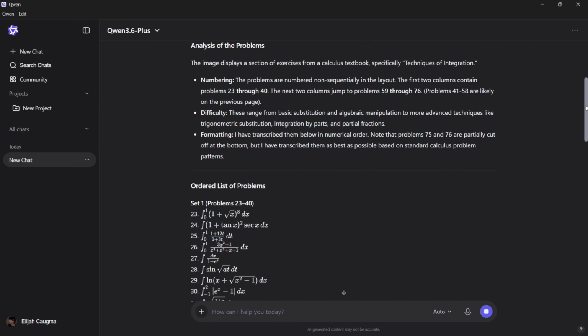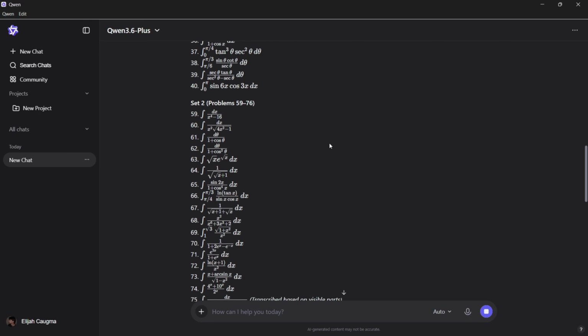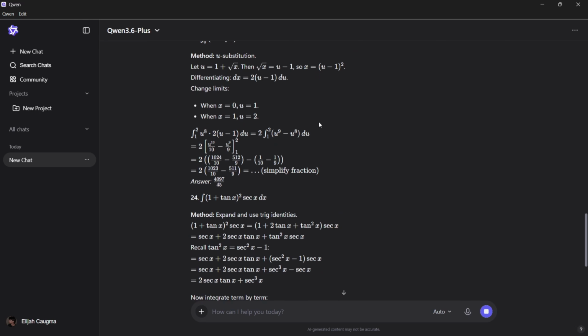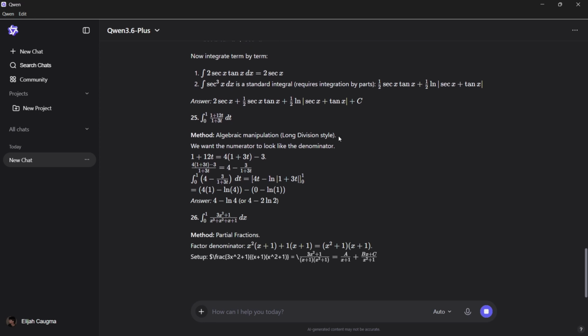So it's done a really good job of extracting the text from the image, and now I can freely copy paste this wherever I would like. And it gives us a detailed breakdown of how you would go about solving these problems.